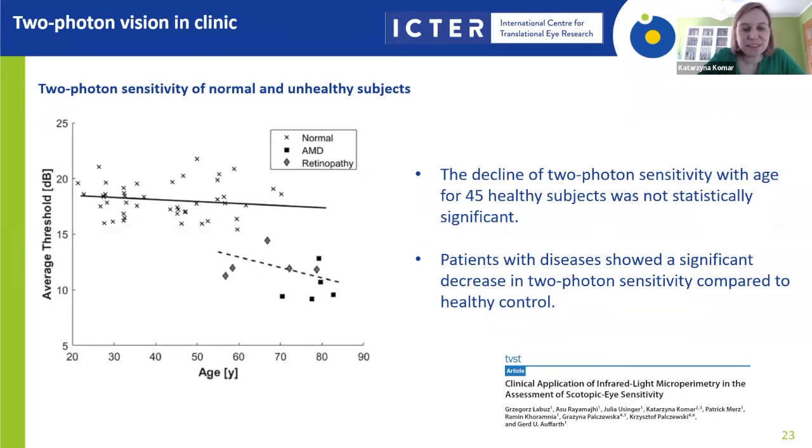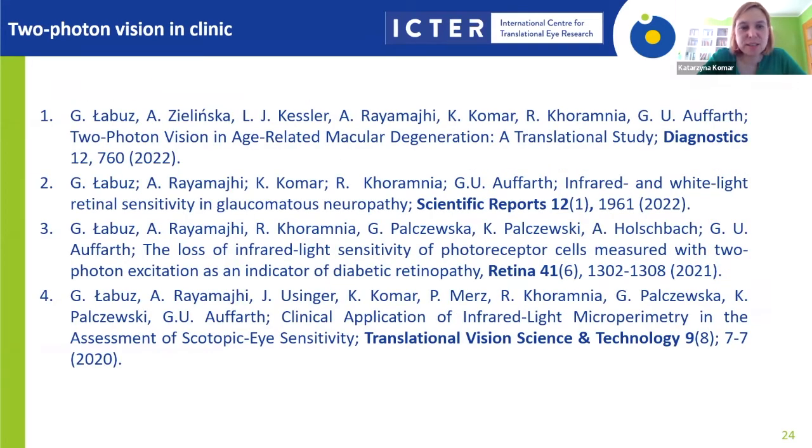Here I can show you only one result, from the first paper, which showed that there is a normal level of sensitivity for healthy subjects, and the decline with age was not statistically significant, which was very nice. And also that patients with diseases showed a significant decrease of two-photon sensitivity compared to healthy ones. And if you are interested in these results for two-photon perimetry in clinics, I can recommend the papers of Grzegorz, which were published in the last two years.